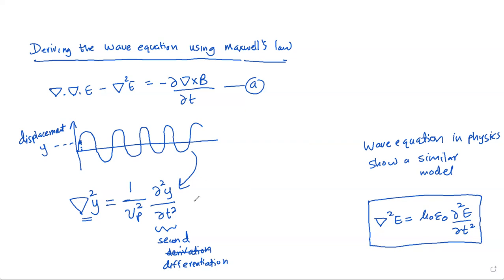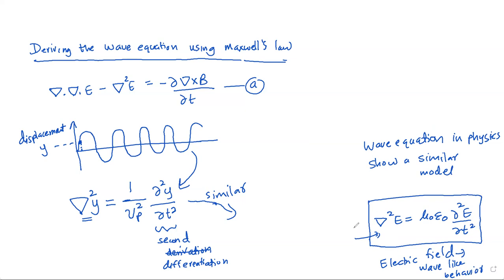So we can see that a similar equation is obtained for the electric field. Once we look at this equation, the same type of behavior, the same model, is shown by the electric field as well. That means that the electric field is moving as a wave, right? So the electric field shows wave-like behavior, right?